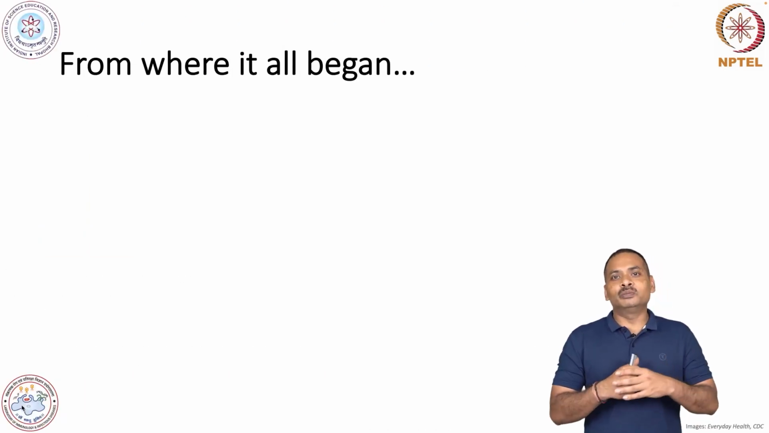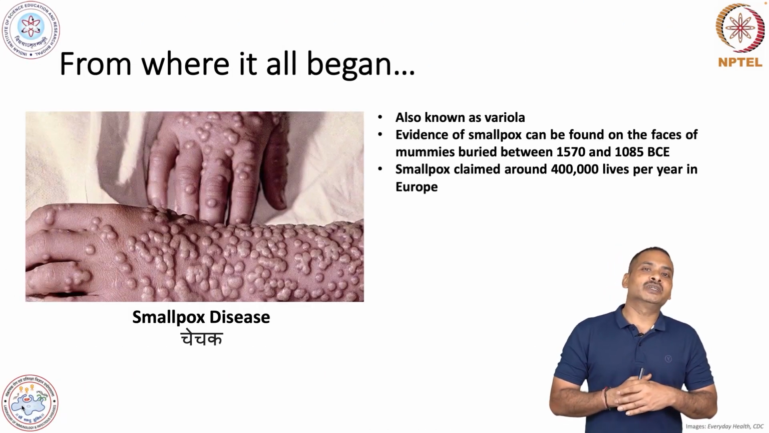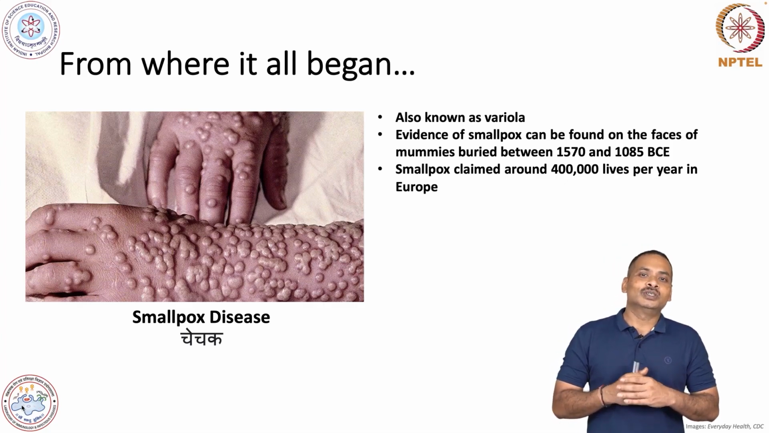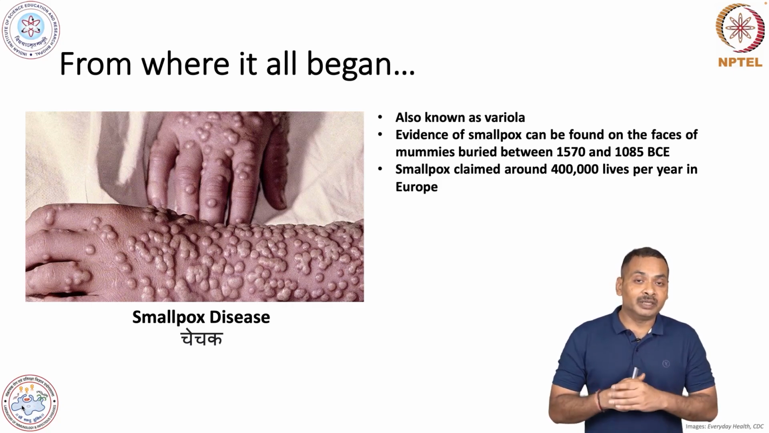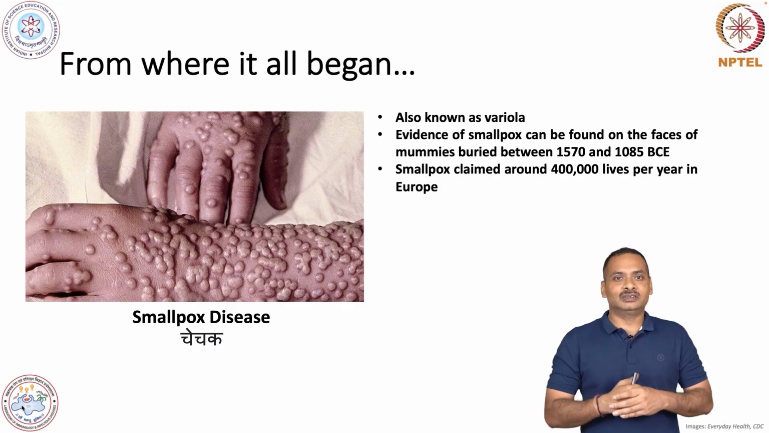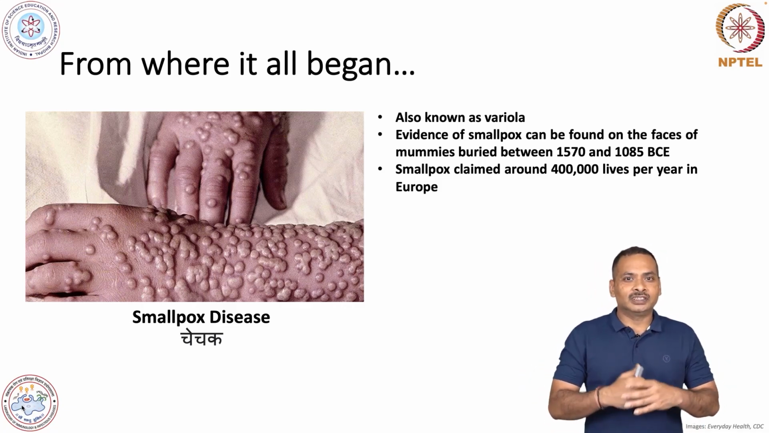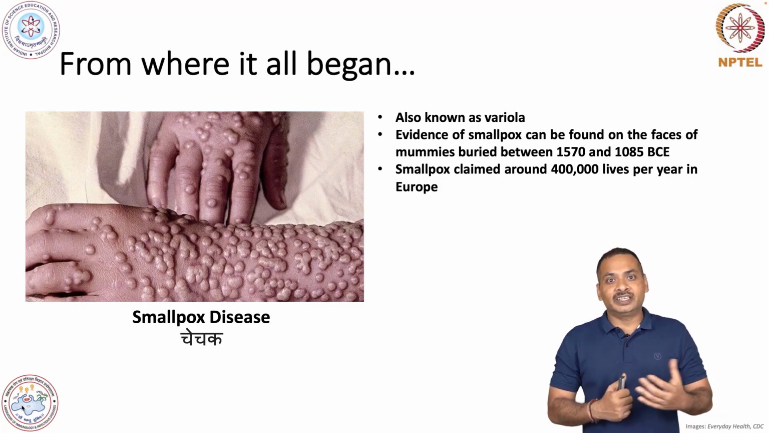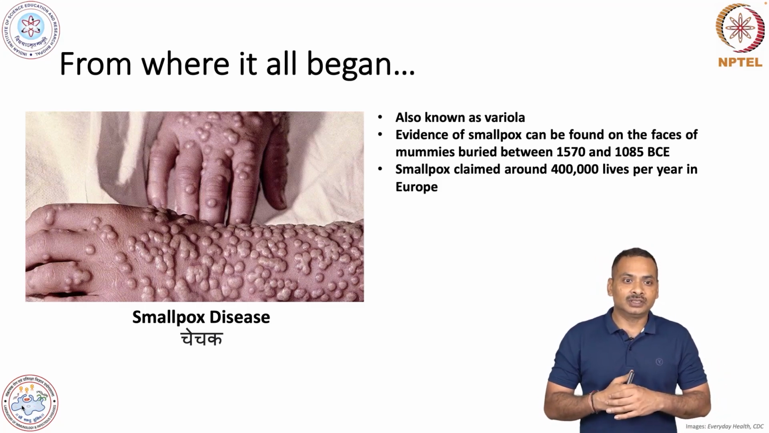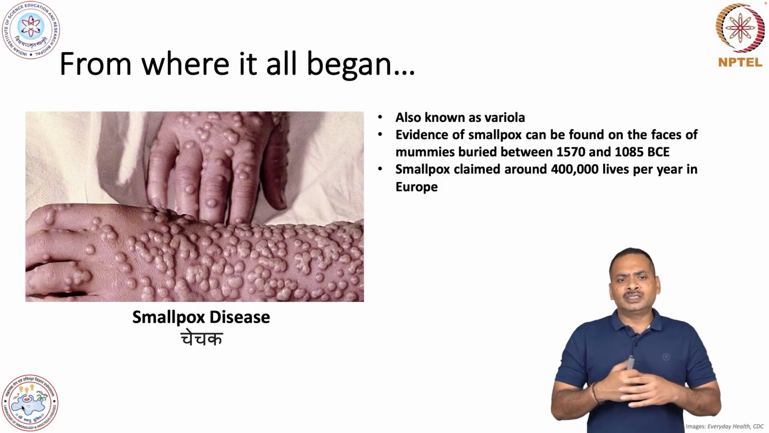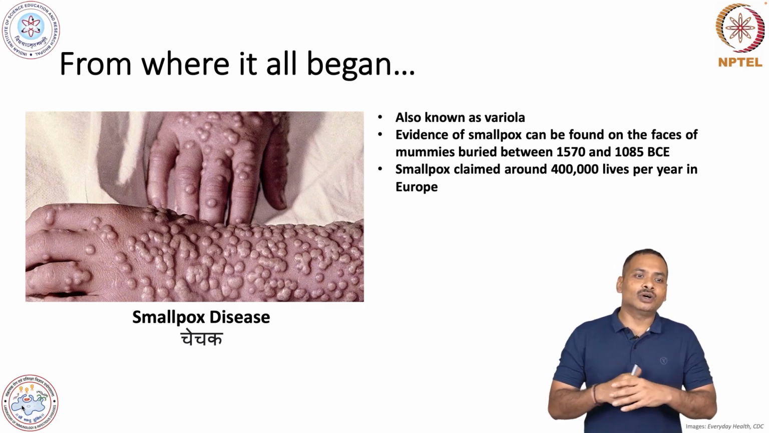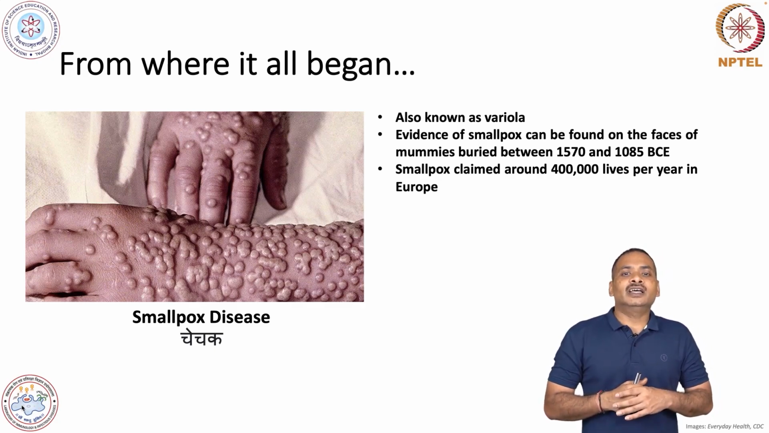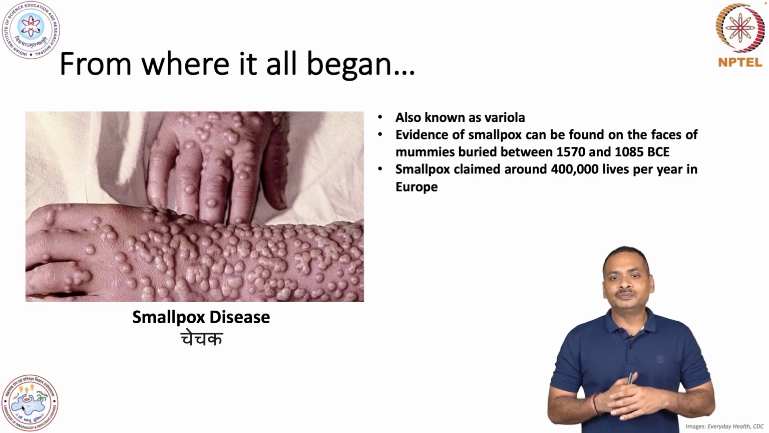So from where it all began, it basically began quite early. If you see this slide, there was a huge pandemic. At that time people used to call it plague. There are several kinds of plague. Plague is one kind of situation or symptom or disease which is taking the life of individuals. So this started with smallpox disease. In Hindi we call it chechak, right, and it is also known as variola.